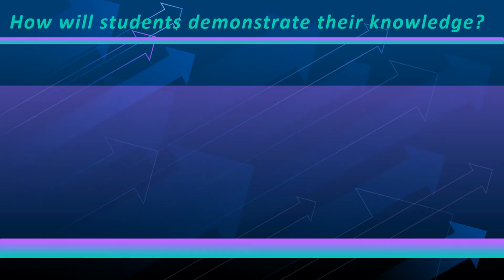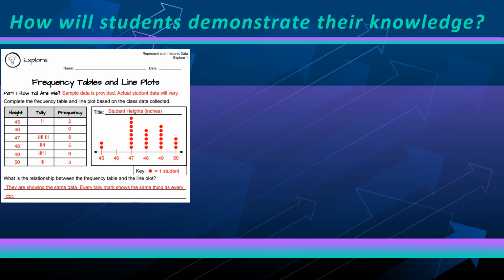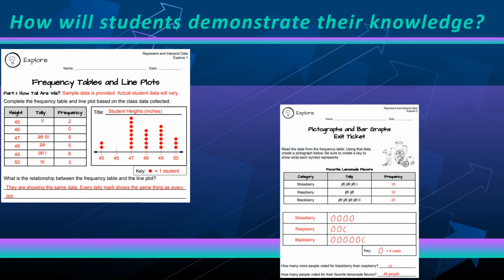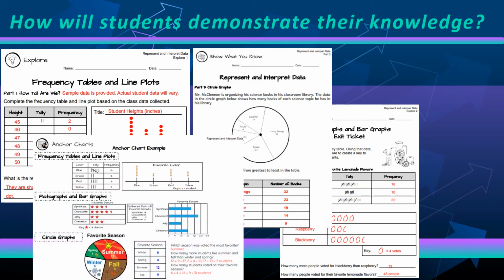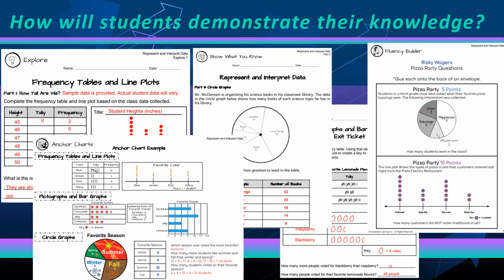Throughout the scope of study, we should see multiple opportunities for students to demonstrate their knowledge and understanding. This could include student journals and exit tickets during the explores, and show what you know tasks as a follow-up. You may see anchor charts around the room that look like this. Students may also use fluency builders with games to practice and elaborate on their content knowledge. These activities provide the teacher with informal assessments to gauge the student's understanding throughout the scope.